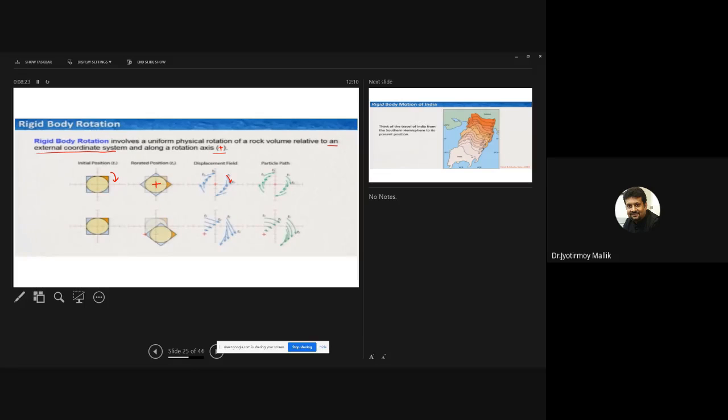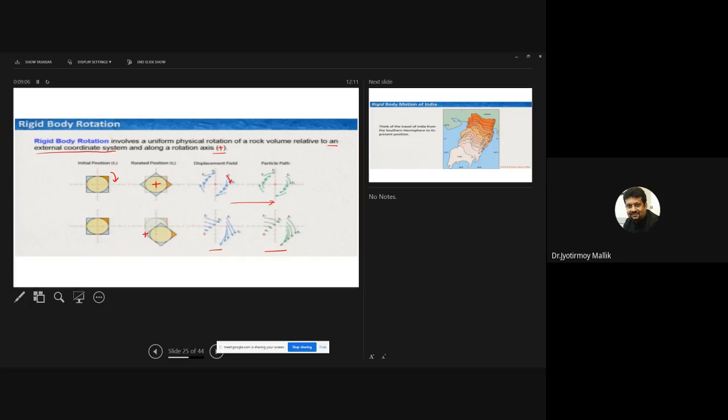You can see here that my displacement vector and my particle path, although they are in the same direction, deviate a little bit. In the case of translation, they were parallel, but in the case of rotation, the displacement vectors are straight lines, but the particle paths have to be curved lines. In the first example, the axis of rotation is at the center of the object, and in the second example, the axis of rotation is at the corner of the object, with the corresponding displacement vectors and particle paths.